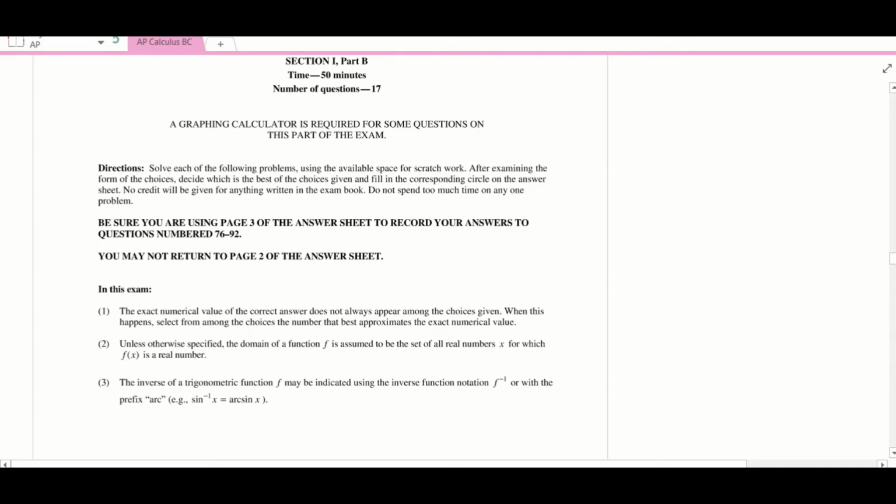Okay, so now this is section 2 of the multiple choice section for the AP Calculus BC practice exam. This section is different from the previous section. There are fewer problems, only 17, in around the same amount of time. Well, actually less, there's 50 minutes. But the biggest difference is that this section requires a graphing calculator.